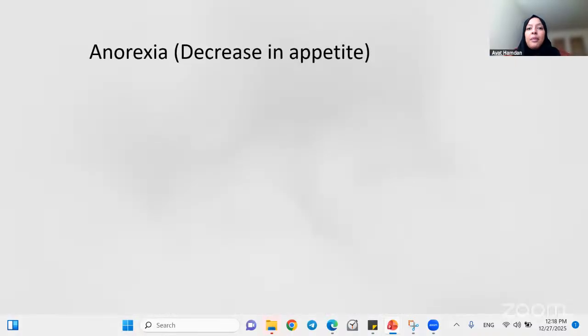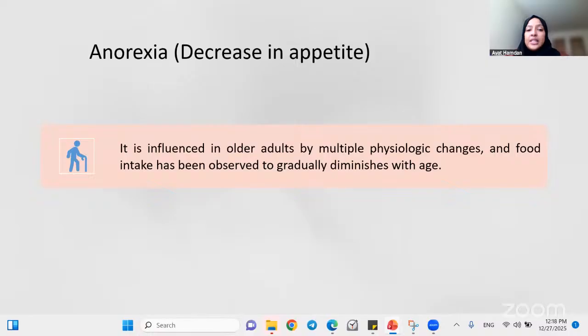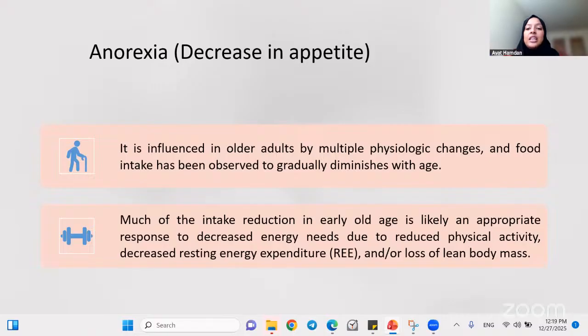The other thing that happens with aging is anorexia, which is a decrease in appetite. It is influenced in older adults mainly by multiple physiological changes, as well as a decrease in food consumption as we age. Older adults tend to consume less than younger adults. If you think about it, it is mainly because their physical activity is reduced, their resting energy expenditure is reduced, and there is loss of lean body mass. So your body is adapting to decreased physical activity and resting energy expenditure by decreasing your appetite as well.